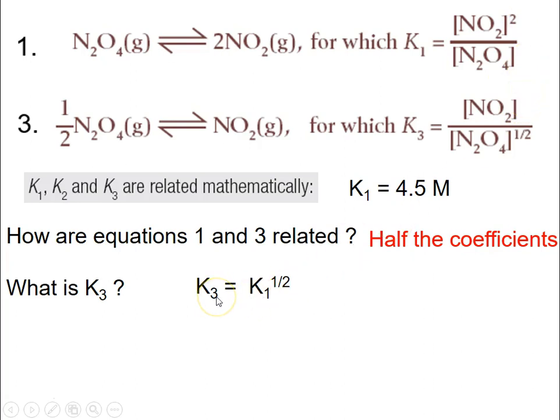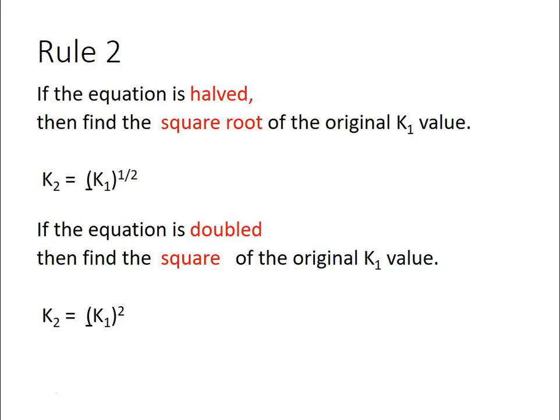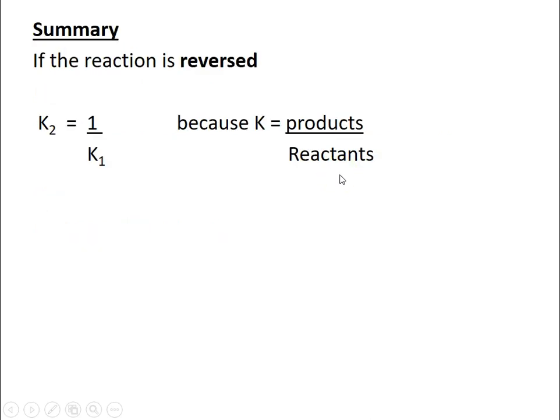So the second, K3, by the time you do that to all of the concentrations, the overall is going to be the square root of the first one. So if it was 4.5, then you find the square root of that. So it's 2.1. Okay, so rule 2, if it's halved, then you find the square root of the original value. So equally, if you had doubled it, then you would find the square of the original value.